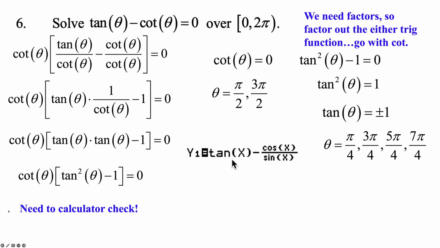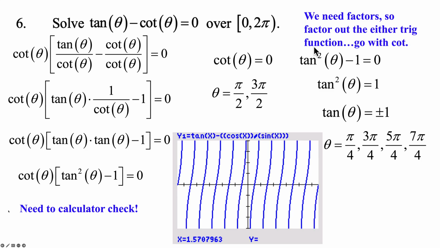So if I go to my calculator, I'm going to type in tangent of x minus, I'm going to put cotangent in as cosine x over sine x, like I said earlier when we were finding these answers. And then I'm going to graph it. And I put this one in radians. You can also leave it in degrees if you want. So holy cow, lots of crossings going on here.